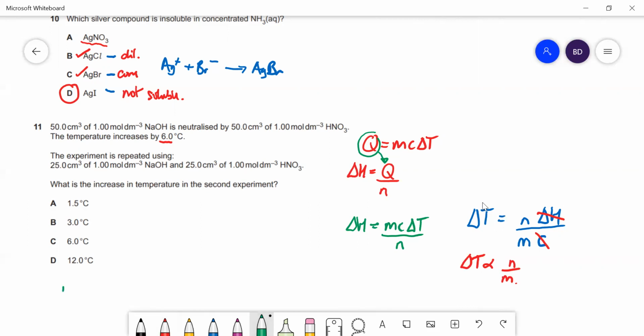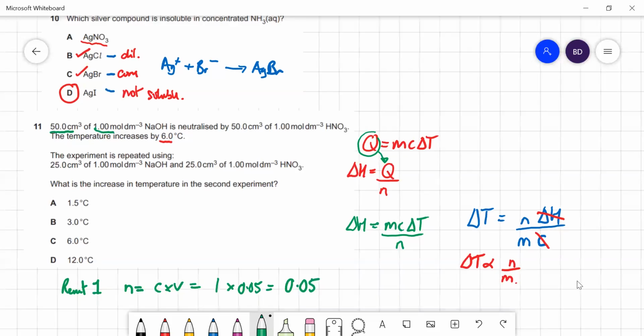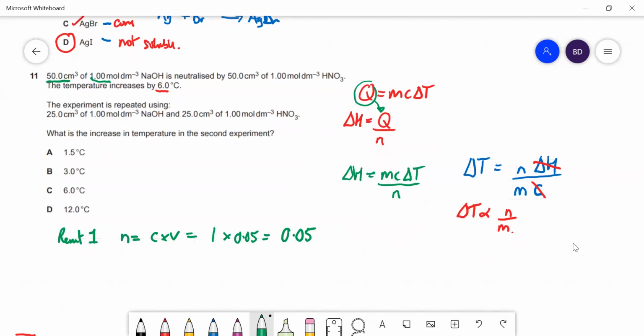Right, so let's do the number of moles for this first reaction. Let's call it reaction 1. N is equal to concentration times volume, so that's 1 mole per decimeter cubed multiplied by 0.05 dm cubed, which is equal to 0.05. Let's do the mass of the solution for reaction 1. Well, we've got 50 centimeters cubed and 50, so that makes 100 grams.